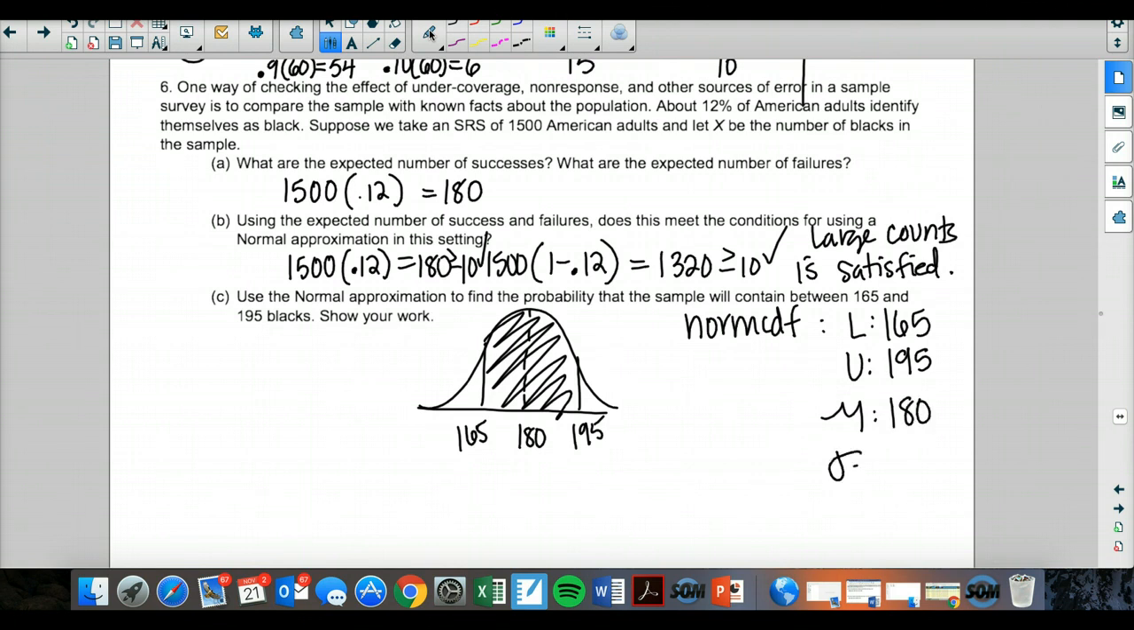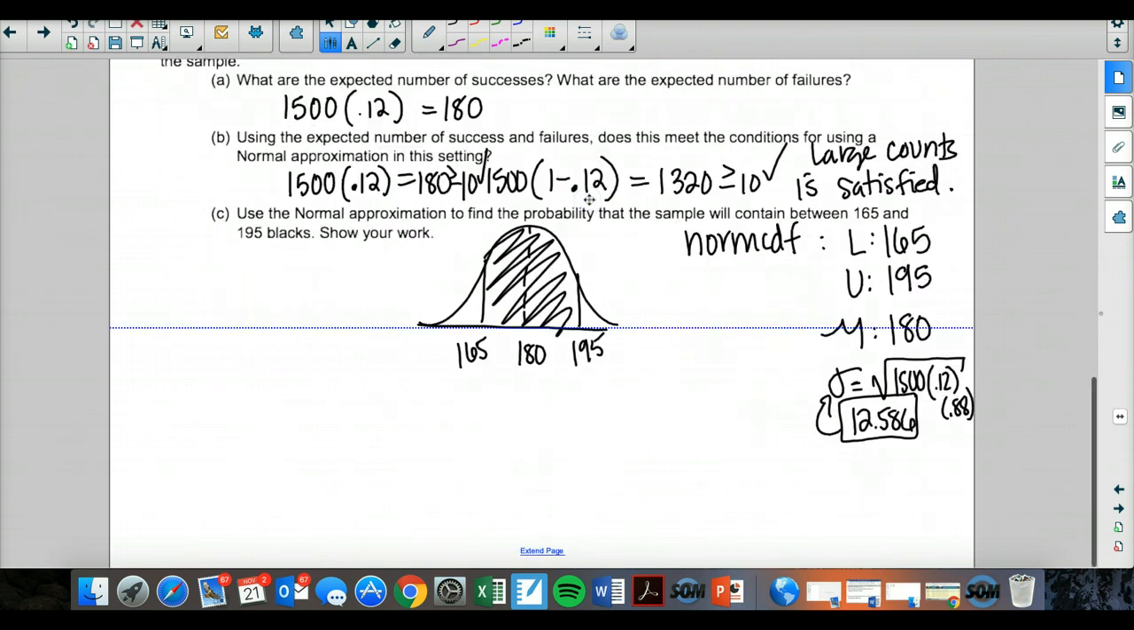So my standard deviation is the square root of 1,500 times 0.12 times 0.88. So 1,500 times 0.12 times 0.88, and I'm square rooting that, so it is 12.586. That's my standard deviation. It was not given. You have to calculate that when they give you the question.